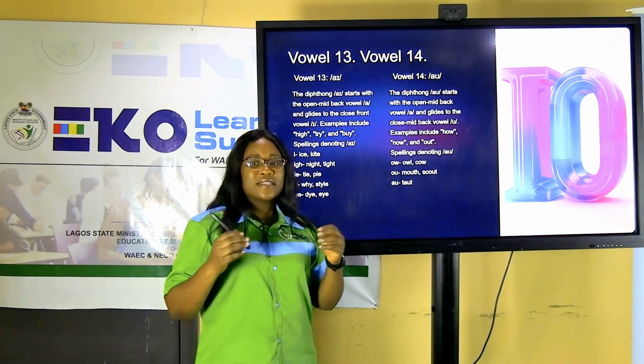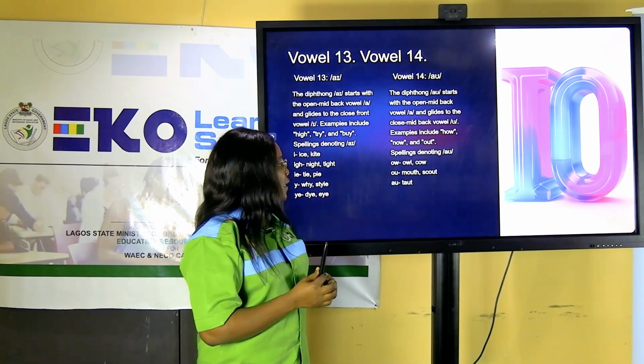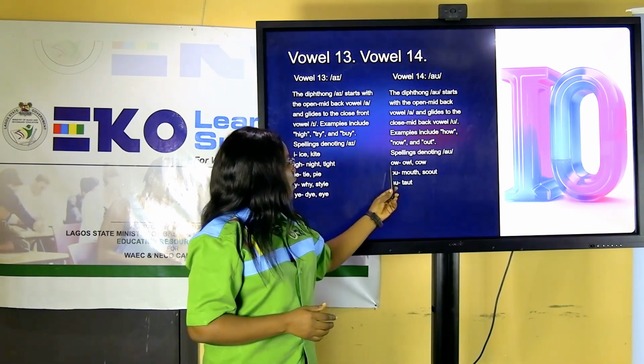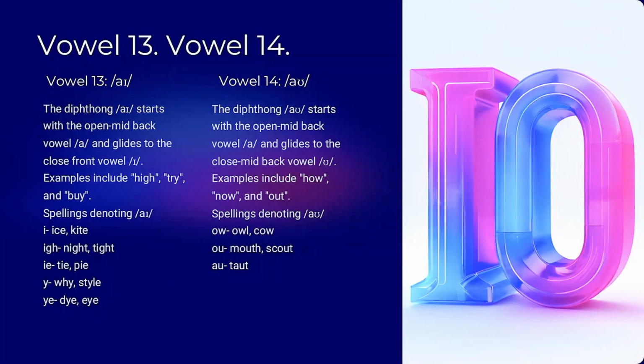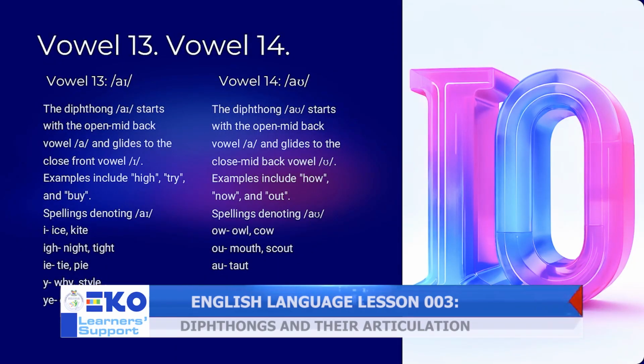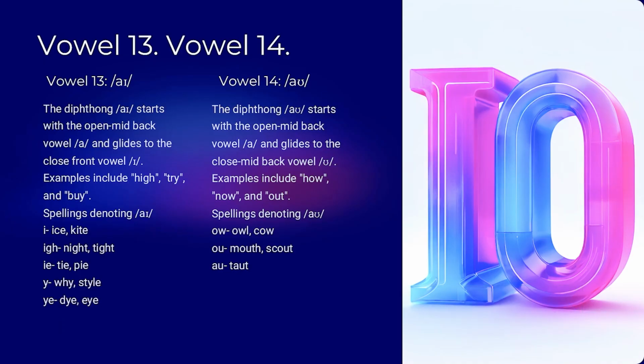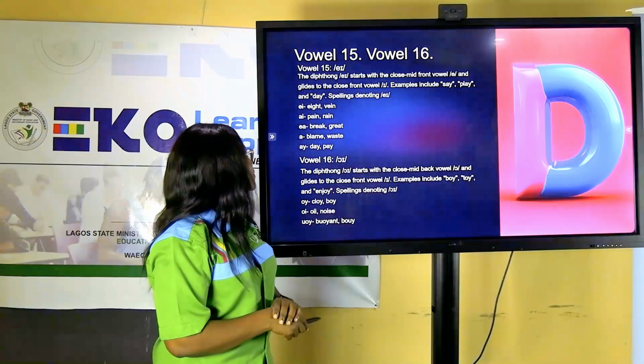Examples where this sound is denoted in spelling, we have it in the letters OW. Look at the word we have here, owl. OWL is pronounced owl, not owl. Okay, take note. We have cow, the word mouth, the word scout, and then we have T-A-U-T, tout. Okay, let's move on to the next set of vowels.